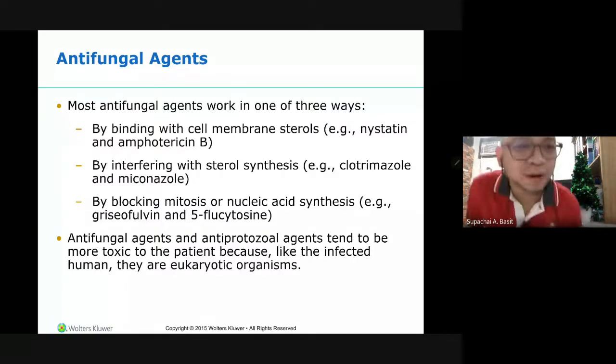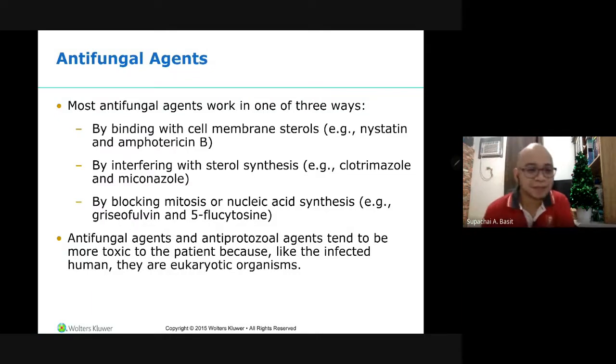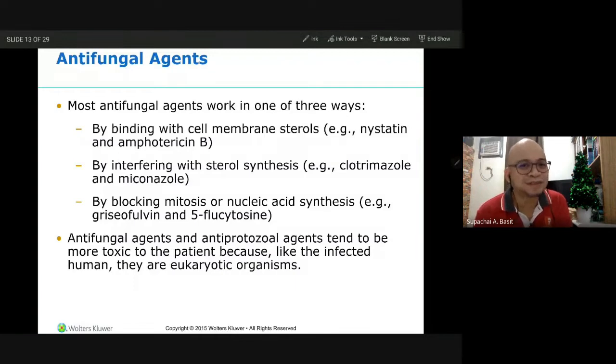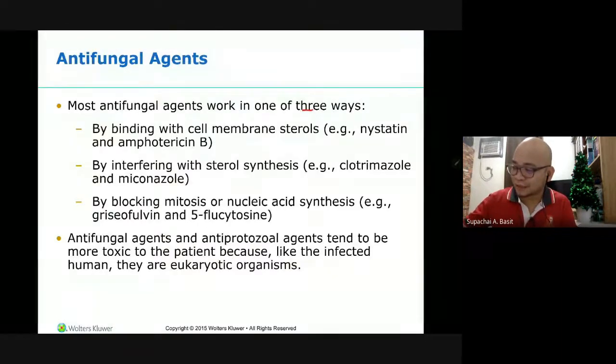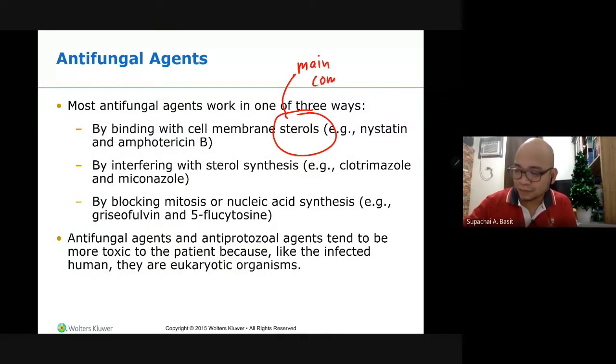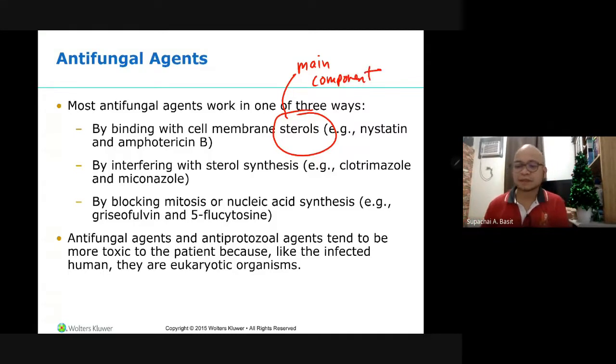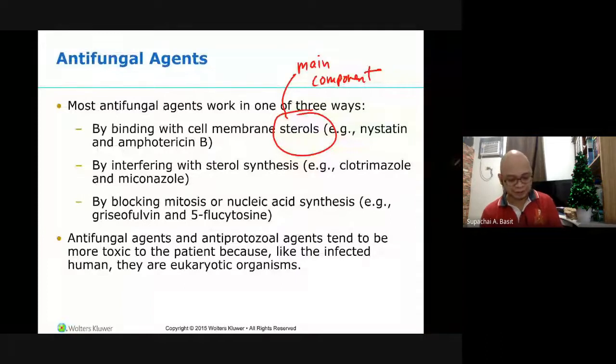Okay, so let's talk about the antifungal agents. Most of these antifungal agents work in one of three ways. Number one is by binding with the cell membrane sterols. Okay, so do not forget, sterols, the main component of the cell membrane. Number two, by interfering with sterol synthesis.